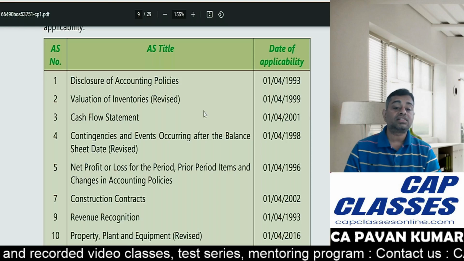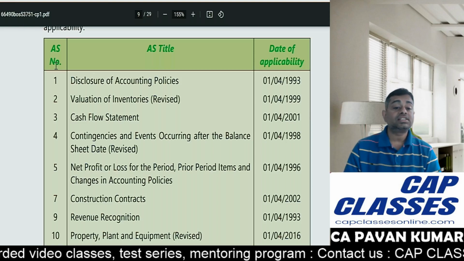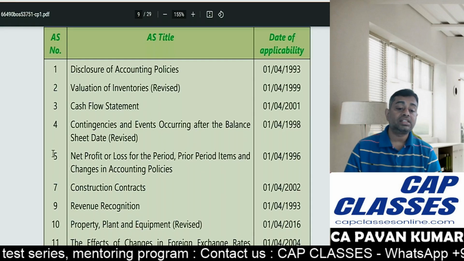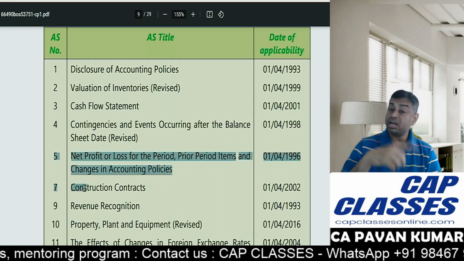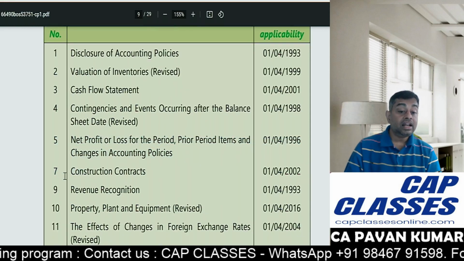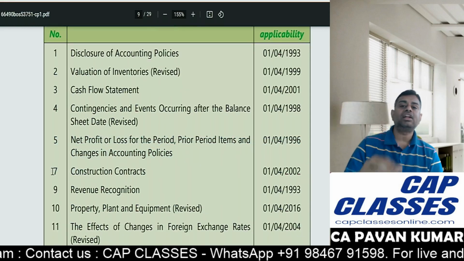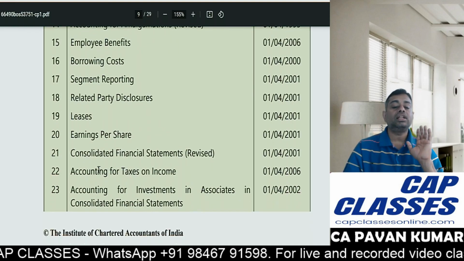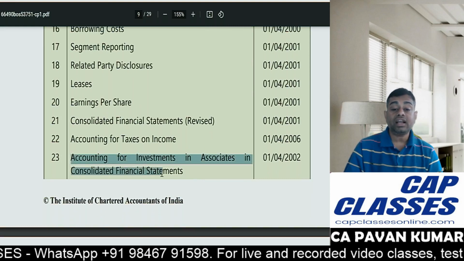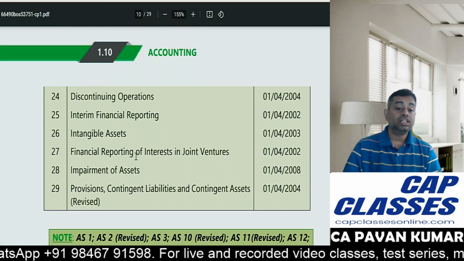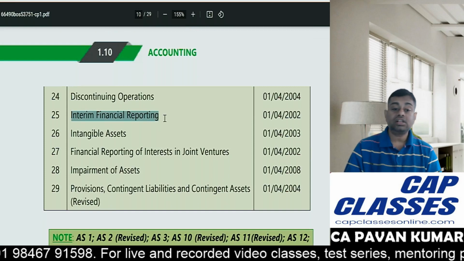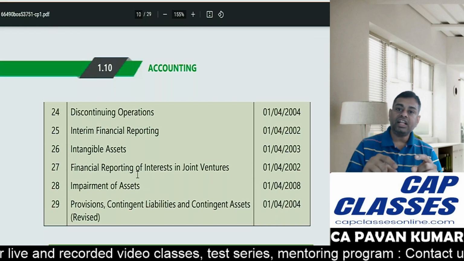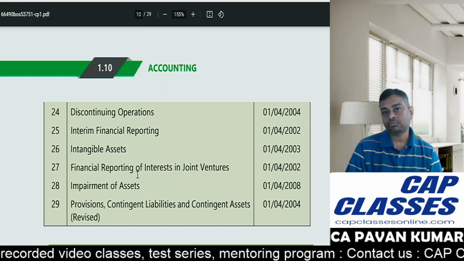So this is the list: disclosure of accounting policies, accounting standard 1, 2, and so on. If you look here, 6 is not there. Depreciation is deleted and merged with 10. Then 8 is not there, research and development cost, which is merged with accounting standard 26. Then you will see all other standards. This 23 is not there in your syllabus. This 25 is not there in your syllabus. 27 is also not there in your syllabus. So from 29, minus 2, minus 3.